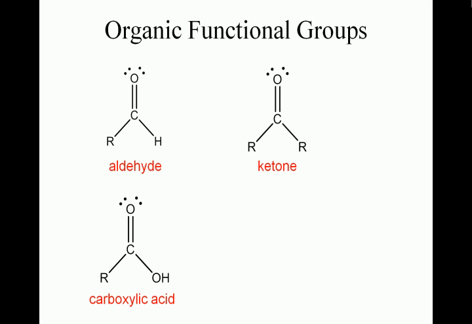Next we have the carboxylic acids. On one side of the carbonyl, we'll have an alkyl group or an R group. It must be directly attached to a carbon. On the other side of the carbonyl, we're going to have a hydroxyl group. This gives us the carboxylic acid.